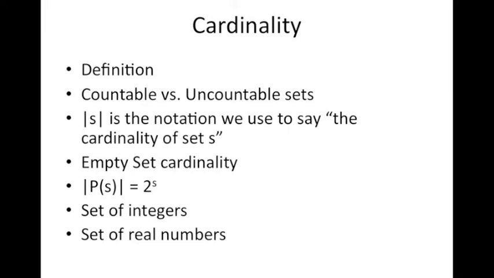For a countable set, we use this symbol to denote the cardinality. Here are some notable cardinalities. For an empty set, the cardinality is 0. For the power set of a set, the cardinality is 2 to the cardinality of the set. The set of integers has infinite but countable cardinality, and the real number set has infinite and uncountable cardinality.